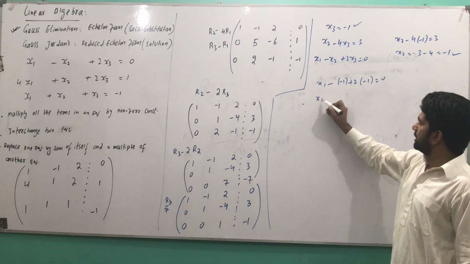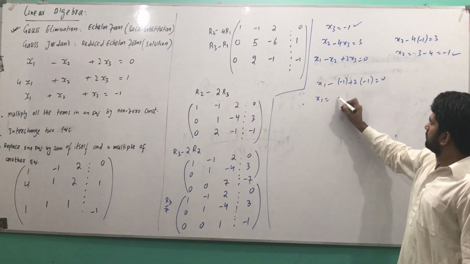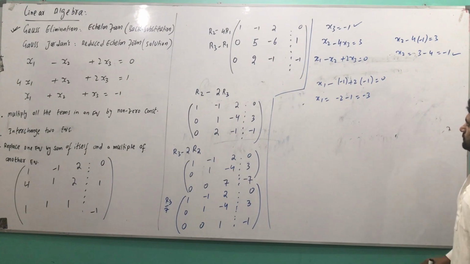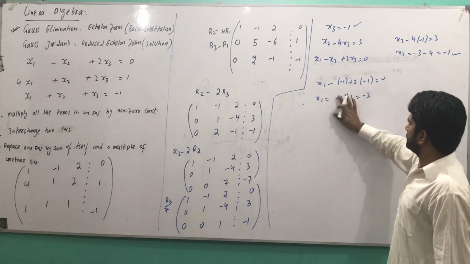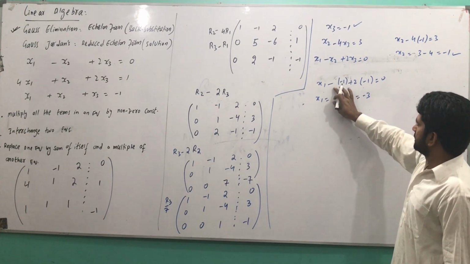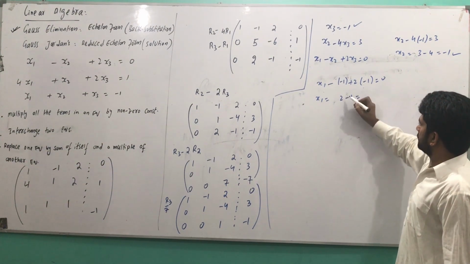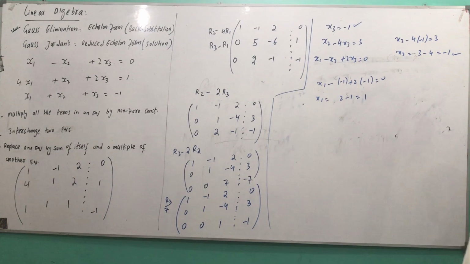You solve, you get minus 2 and minus 1, which is minus 3. This is minus 2, when it goes to this side it becomes plus 2. And minus plus 1 and minus 1, minus 2 minus. So we have 1 here. x1 is 1, x2 is minus 1, x3 is also minus 1.